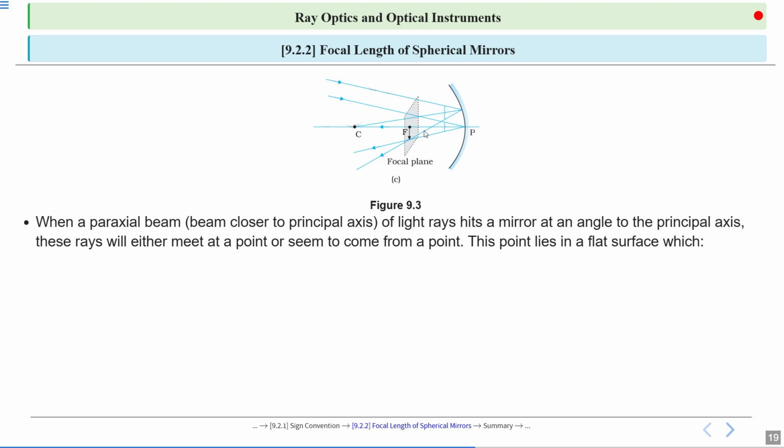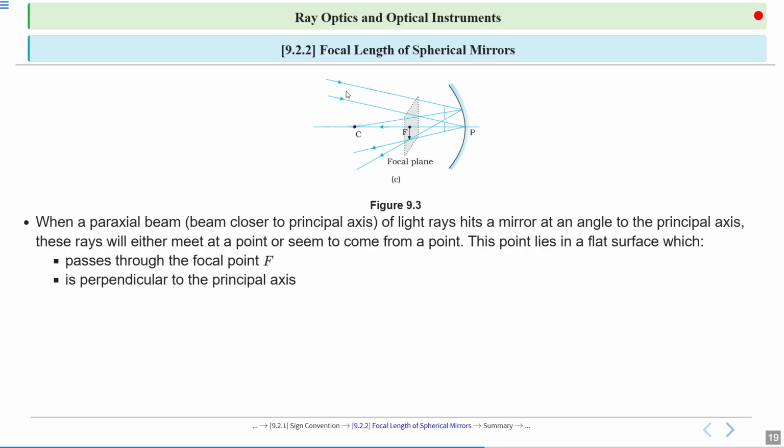Or it will appear to meet in the case of a convex mirror. In a convex mirror, rays do not actually meet. They appear to meet at some point. This point lies on a flat surface. This is the surface, the shaded part. This point at which these rays are meeting is lying on a flat surface which passes through the focal point F, and it is perpendicular to the principal axis, and that plane is called the focal plane.